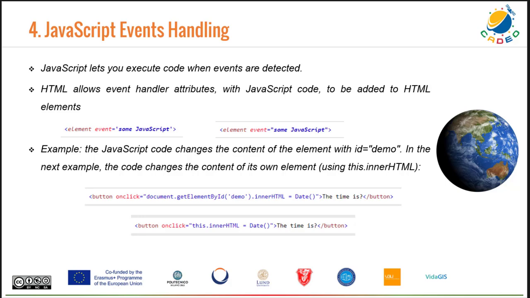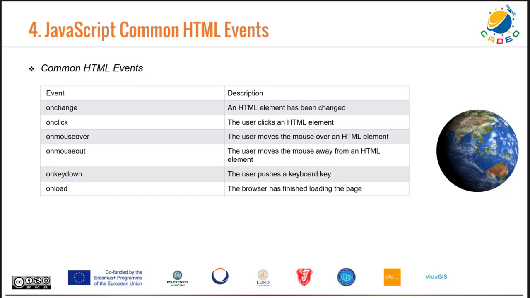Second, using an event listener. This method provides more flexibility. It allows multiple listeners to be assigned to an element, and you can add or remove listeners dynamically. The event handler receives an object conforming to the event's interface when events fire. There are some common HTML events: onChange, onClick, onMouseOver, onMouseOut, onKeyDown, onLoad.